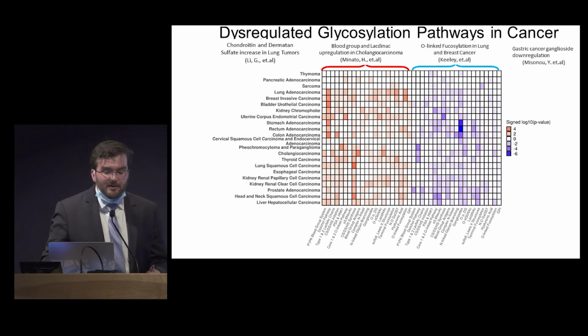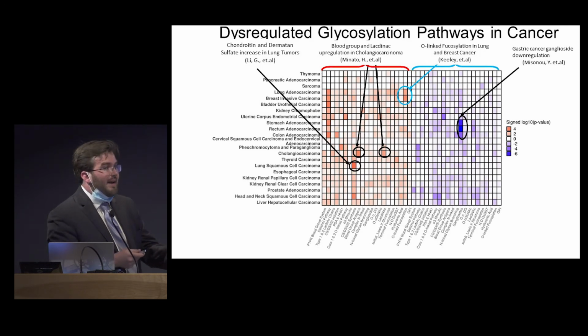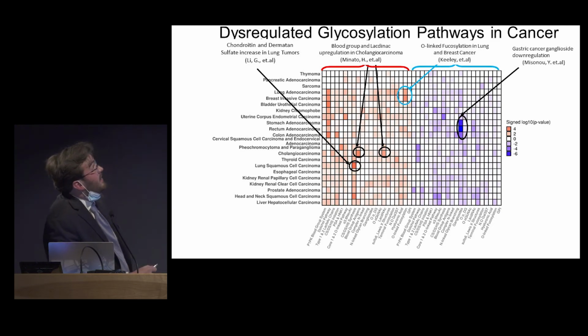And what's interesting here is if we look in the literature and we look for orthogonal data, meaning can we see corresponding changes at the glycome level that match the gene transcriptome level, then we find a lot of evidence for this. We find evidence in lung tumors that this particular glycan is upregulated. We also see blood groups and lac-DiNAc structures in cholangiocarcinoma being upregulated. And it's also well known that gastric cancers are showing downregulation in this particular pathway.